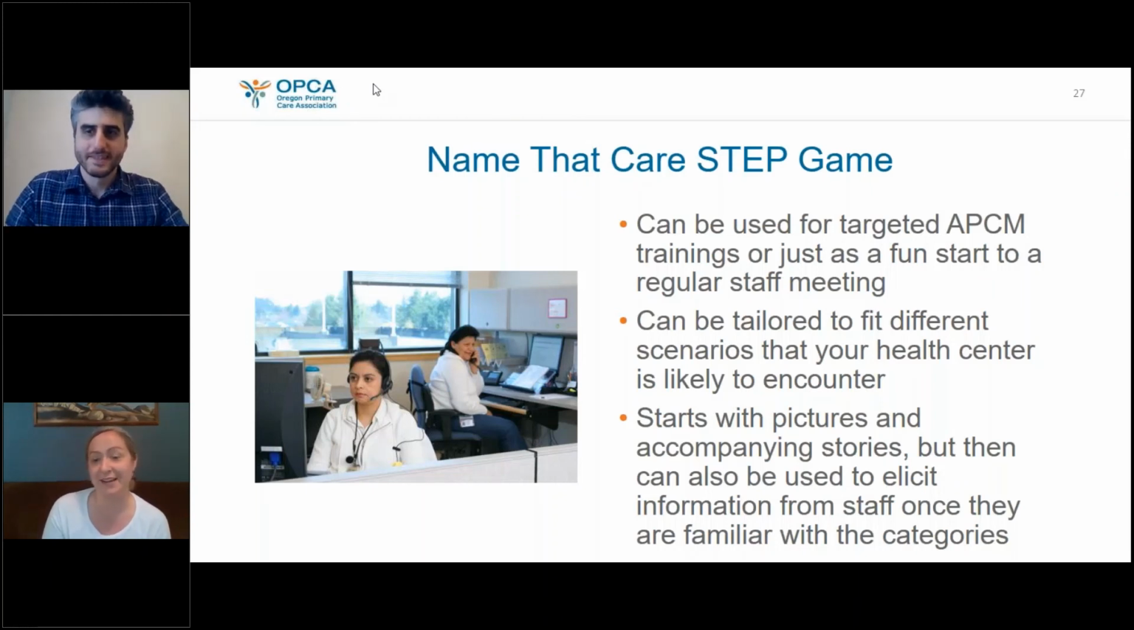It's fun because it can be tailored to fit different scenarios. So if your health center is likely to be focusing on a subset of care steps, you can tailor that deck to focus on those particular care steps. The way that I've done them as part of the onboarding process is to start with pictures and then have those accompanying stories or scenarios. But you can also turn it around, and in the more advanced version of this, you actually have the name of the care step category on the screen, and then you have to pull out what that could look like at your own health center. So staff members have to think about it the opposite way. So those are the two ideas I have for you as you think about how to spread this information amongst your staff team members.